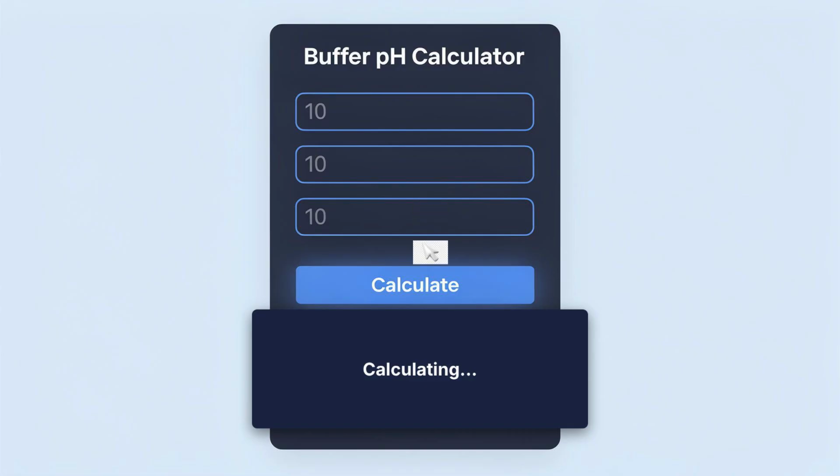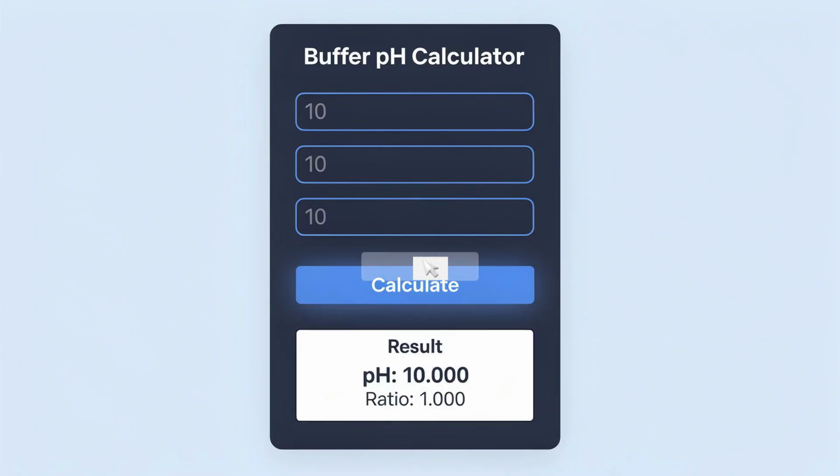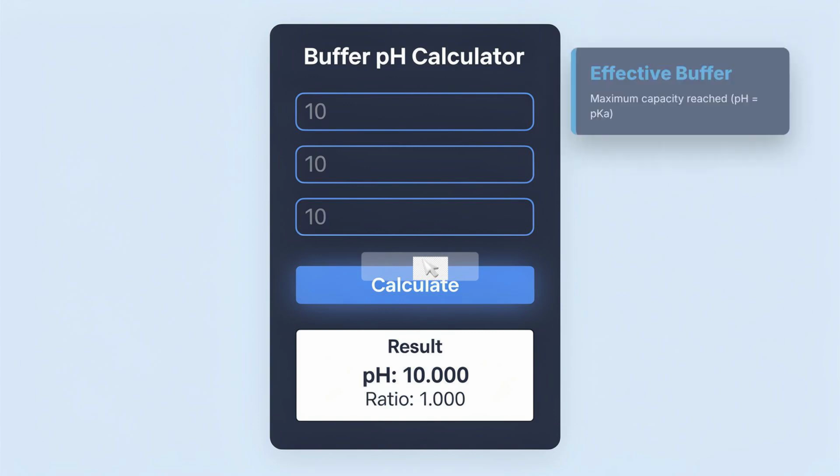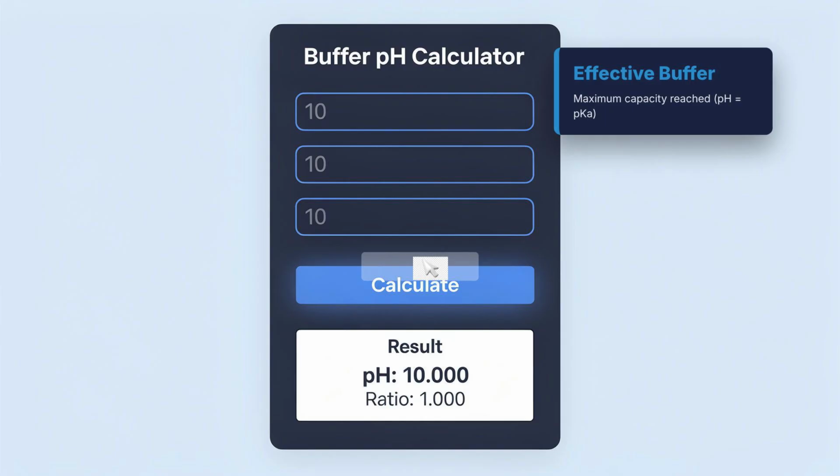After clicking Calculate, the primary result shows pH equals 10,000. The concentration ratio displays A- over HA equals 1,000, meaning equal amounts of base and acid forms. The buffer range indicates an effective range from 9.0 to 11 Celsius, with a buffer status of effective buffer.